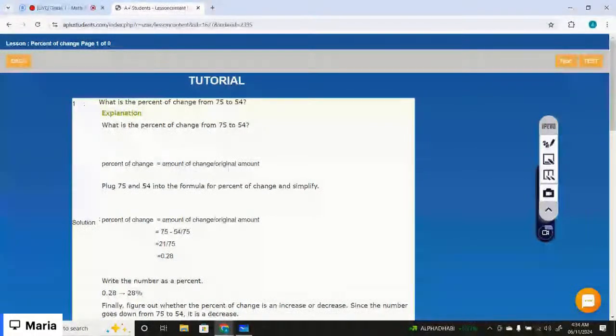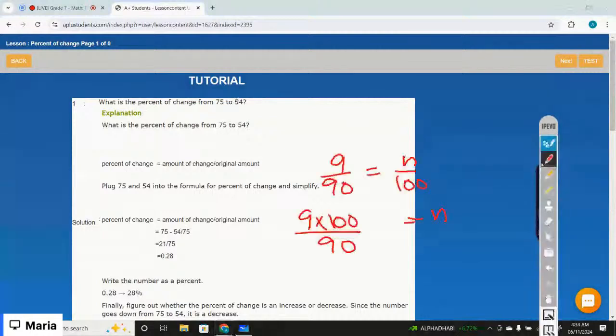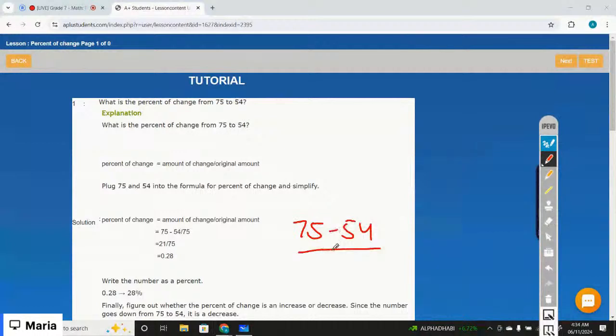What is the percent of change from 75 to 54, right? So you need to use the formula: percent of change is amount of change divided by original amount. You need to calculate the amount of change from 75 to 54. So you have to do 75 minus 54, that is the change, divided by the original value, 75. Calculate, that is 21 over 75, that is 0.28. The correct option is 0.28.